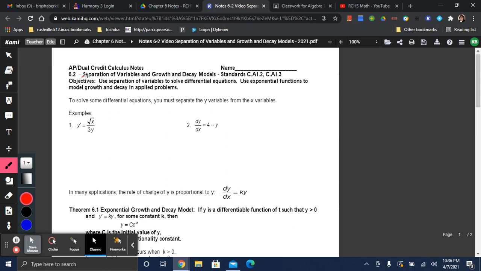a method that is called separation of variables. This is when you have x's and y's in your equation and you have to solve the differential equation.